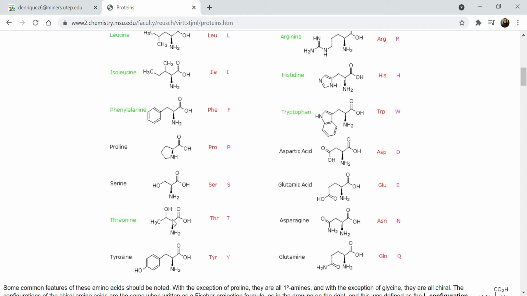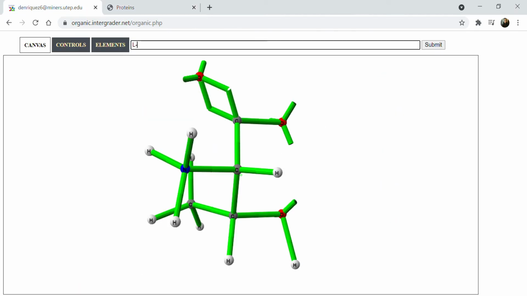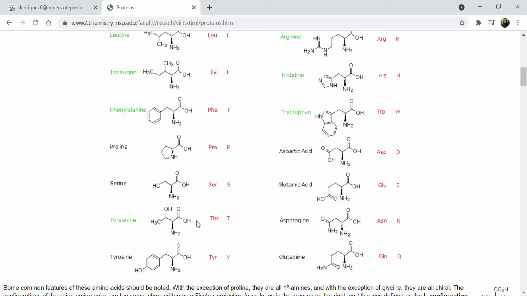Okay, I see this one. This is like this one, but it has a methyl. So we have the alpha carbon, and then we only have one with the OH and a carbon attached. Yeah, alpha and then one. So let me double check. We have alpha, oops, threonine. I'm looking at that one. So we have alpha and then one. So I'm confident it's threonine.